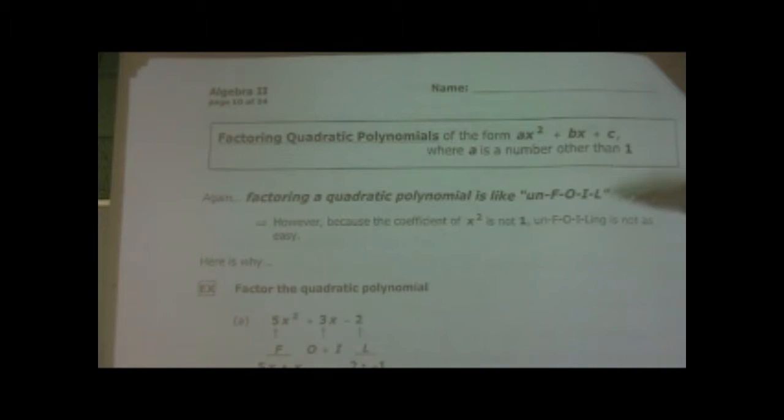And again, factoring a quadratic polynomial is like unfoil. So you're trying to figure out what would FOIL into this trinomial. However, because the coefficient of x squared is not 1, unfoiling is not as easy. So I've got an example here that we're going to start with, and that is 5x squared plus 3x minus 2.